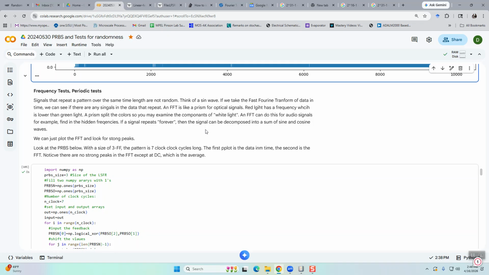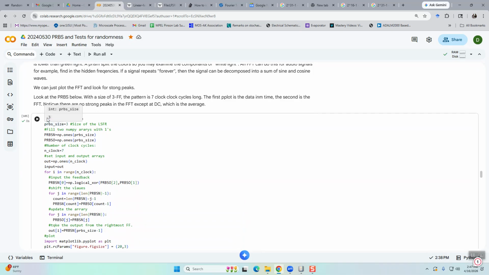So a prism takes white light and gives you how much red, yellow, and green, right, that you can see. A fast Fourier transform will give you what frequencies are in your data, right? Now, there's a lot of theory for that, but it's relatively easy to use. And then, looking at what we see.